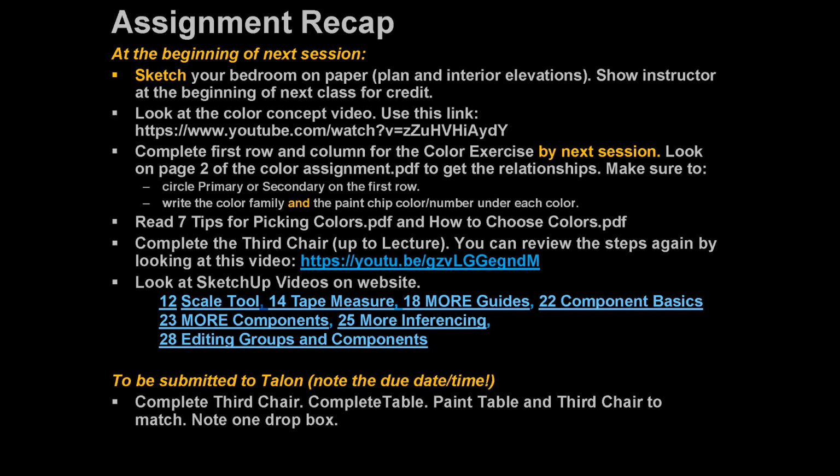Complete the first row and column for the color exercise by next session. And the next time we meet, make sure it's done by then. I'd like you to read the 7 tips for picking colors and how to choose colors. Then also complete the third chair. If you haven't been able to get it done, some groups did, some groups did not. Complete the third chair up to the lecture. And then you can review the steps again by looking at this video.